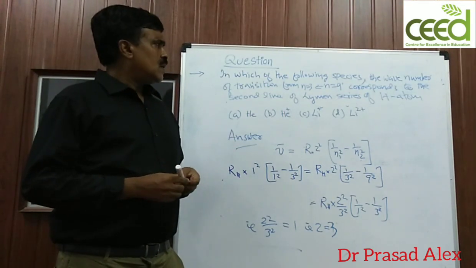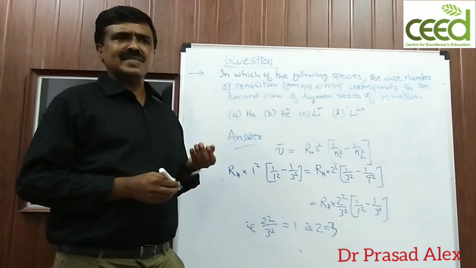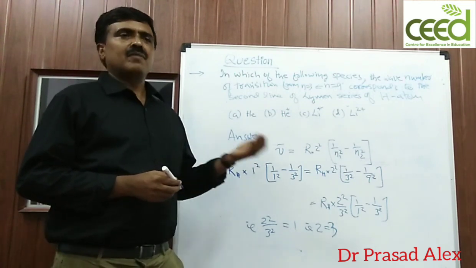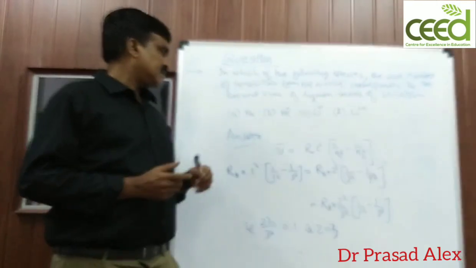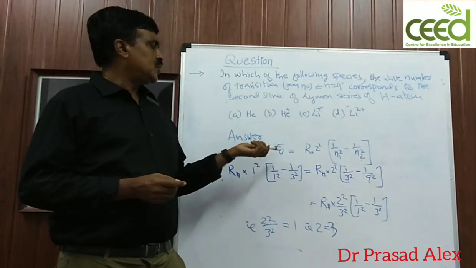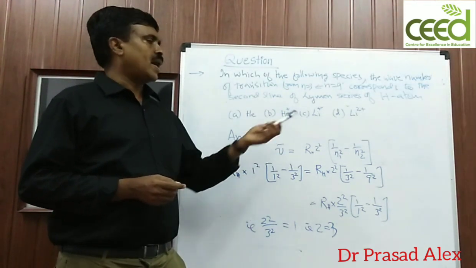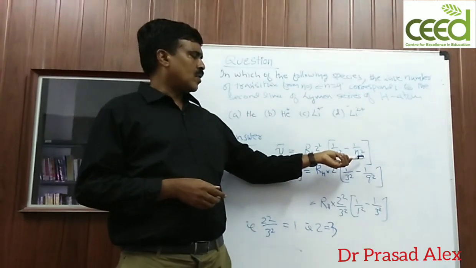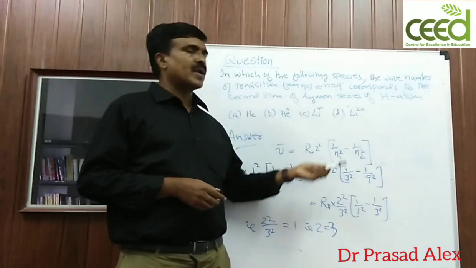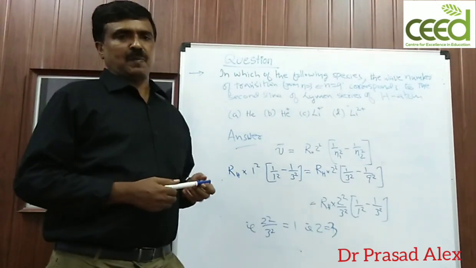Of course, this has to be solved based on the Bohr equation for energy or the more convenient formula, the Rydberg formula. It is given as nu bar equals RH into Z square into 1 by N1 square minus 1 by N2 square. N2 is the quantum number of the higher energy level, N1 is the quantum number of the lower energy level, among which the transition takes place.